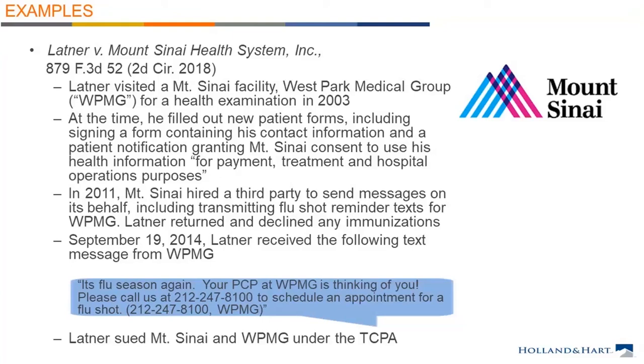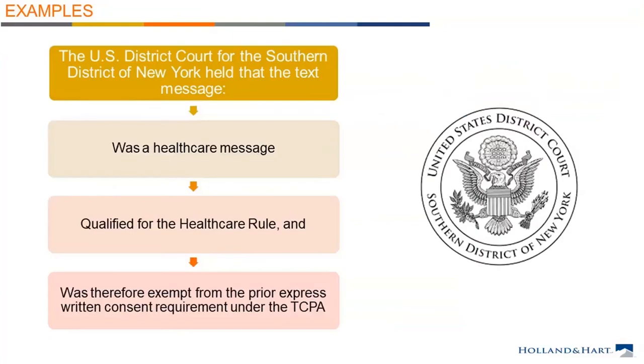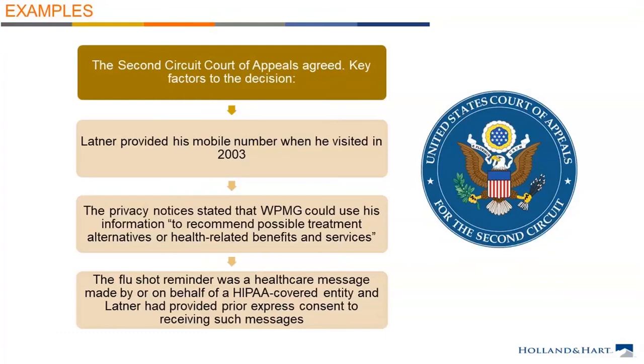Well, what was the result here? Well, I'll show you. It was raised in the U.S. District Court for the District of New York, and that court held that the text message was a healthcare message, and therefore it qualified for exemption under the healthcare rule and was exempted from the prior express consent requirements under the TCPA. So this was a victory for Mount Sinai at the district court level. Mr. Latner appealed the decision to the Second Circuit.